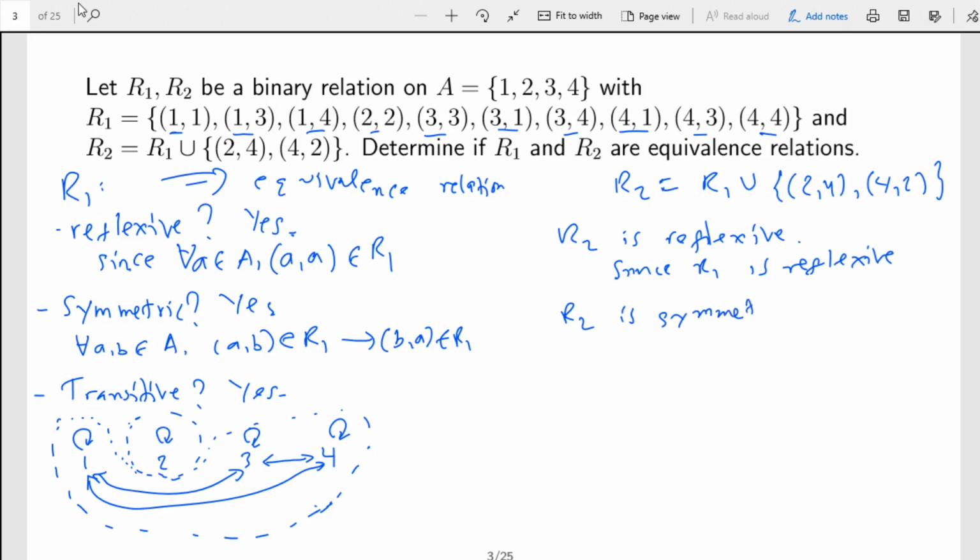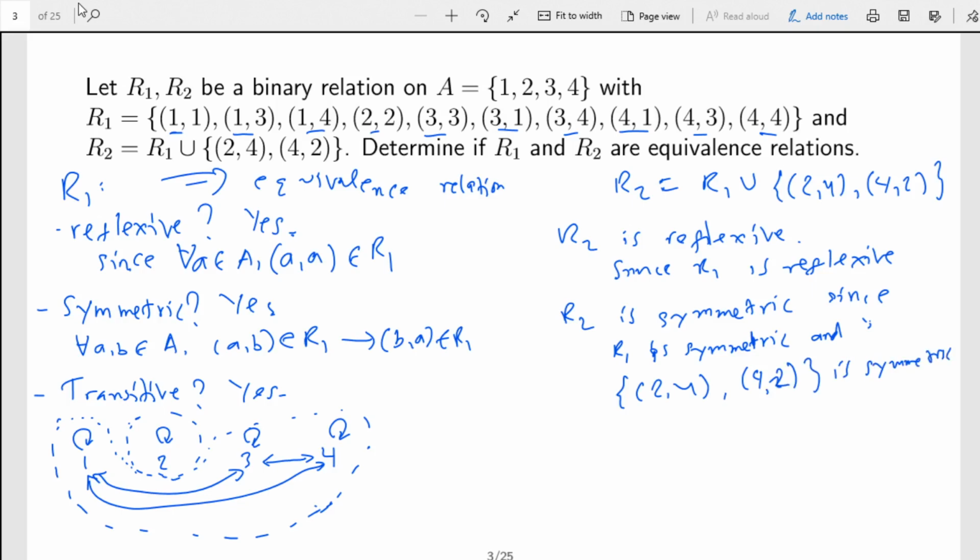It's symmetric because, well, R1 is symmetric, and the set that we add containing these two pairs is also symmetric, right? So you see that if you look at the union, then R2 must be symmetric.